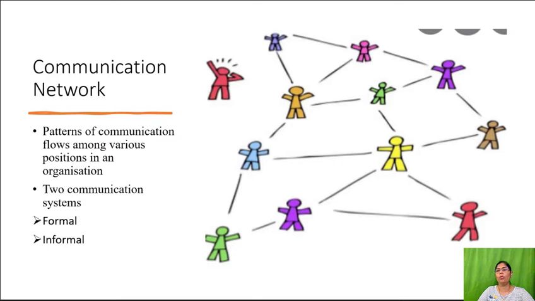Communication network. In an organization, there will be two communication systems existing, that is formal and informal. There are specific flows which exist within these broad categories. They are the patterns of communication flows among various positions in an organization. They are called communication networks. These networks are made up of system of lines or channels which are interconnected. So two communication systems are formal and informal.